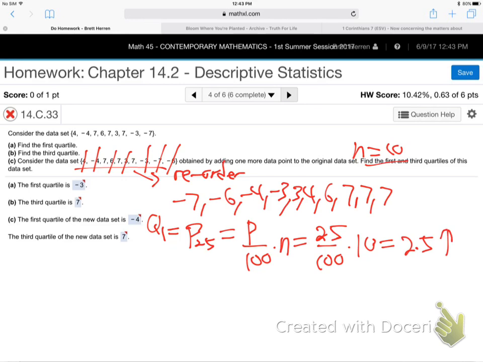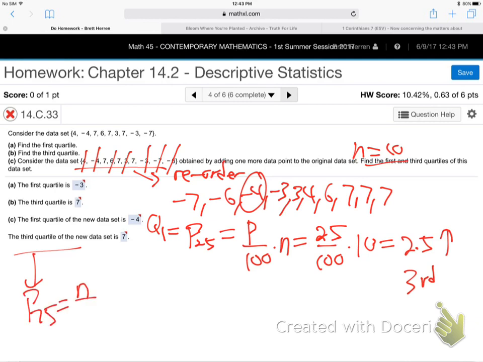You round it up to 3, but 3 really means third. It's a pointer. Grab the third number. What's the third number? -4. That's how we got that. Is that making sense? Choose the third quartile. Go ahead and do the third quartile. I'll do it right now too.